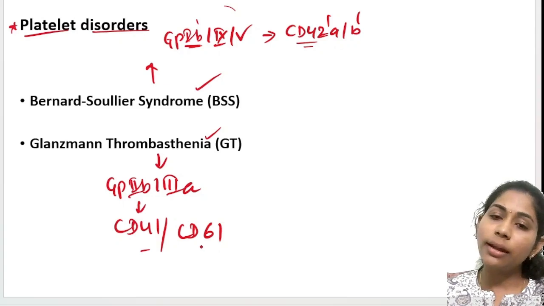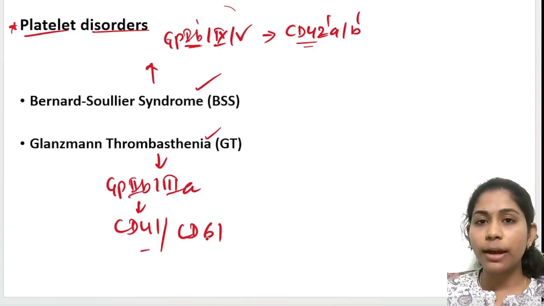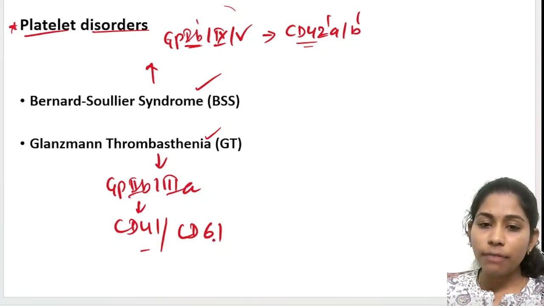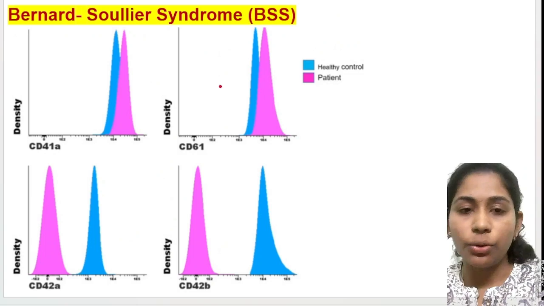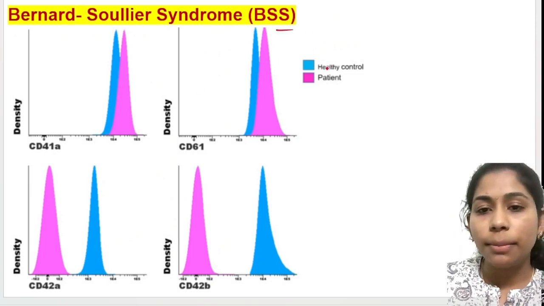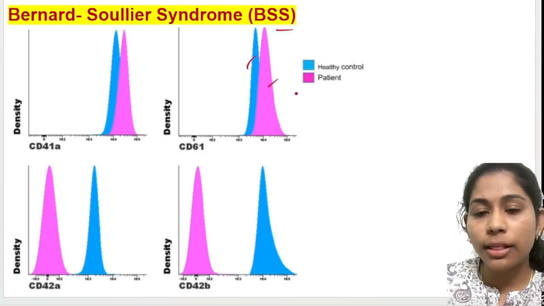And we will look for the markers in flow. If these markers are positive, fluorescence will come, then the patient is normal. If these markers are deficient, then the patient is having BSS or GT. Correct? So the same thing only. So in Bernard-Soulier syndrome, the blue ones are the normal, and pink ones are the patient.